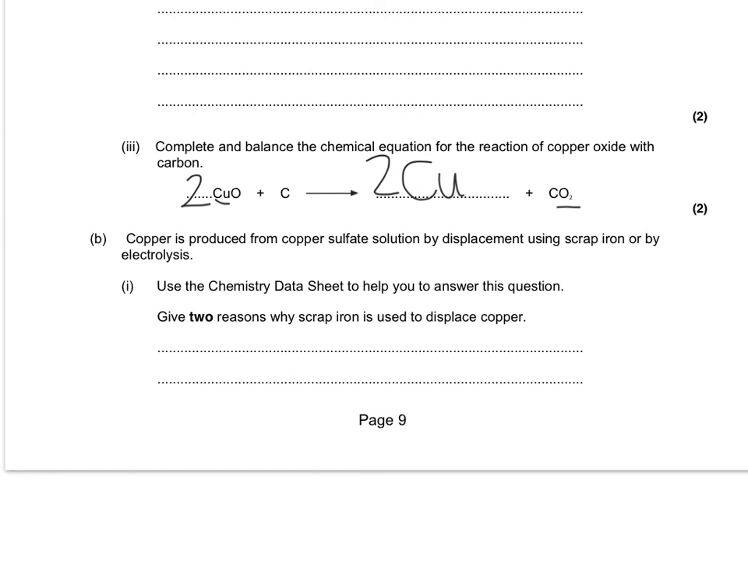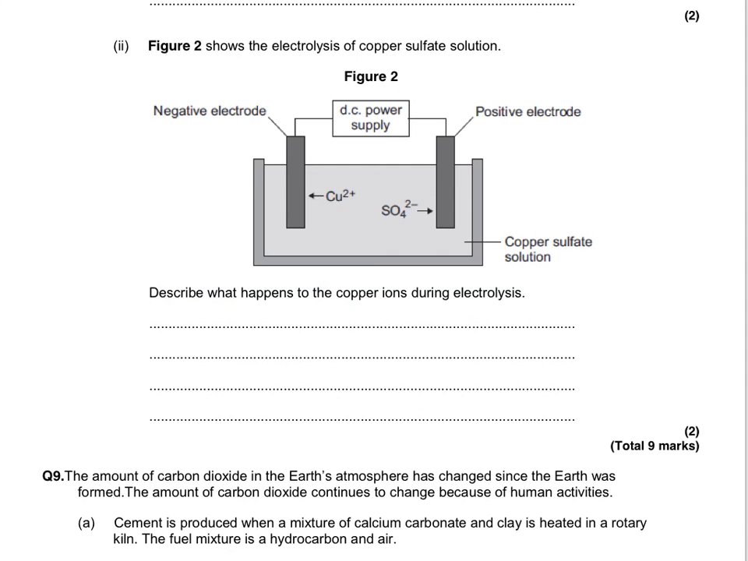In this question, make sure you give 2 reasons why scrap iron is used to displace copper. First clue is that it's scrap iron, that's cheap, so that's one reason. And then it says use the chemistry data sheet to help you answer this question. If you look on the chemistry data sheet and using this hint here that it's a displacement reaction, you can actually see that iron is more reactive than copper, so it will displace copper, and that's your second reason. Iron is more reactive than copper.